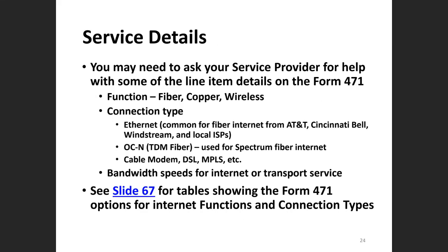You also need to make sure you know how to correctly designate the service you're receiving. On the line item, you're going to be asked about the function. There are options like fiber, copper, wireless. So most libraries at this point are requesting fiber, and depending on your vendor, a lot of libraries will be saying that their type of connection is going to be Ethernet. If you happen to be a customer of Spectrum, you're going to be listing the connection as OC-N-EDM fiber. And no, I do not remember what the abbreviations stand for. If you choose a copper connection, you might be choosing something for the connection type like cable modem or DSL.